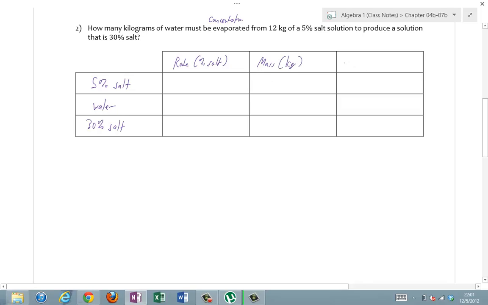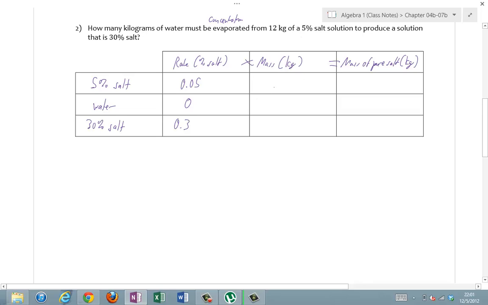And then the final would be mass of pure salt. Just like before we had the mass of acid, this is the mass of the salt. That's also in kilograms. Okay, so rate times mass is equal to mass of salt. The 5% salt should be 0.05. The water is 0% salt, and the salt itself, the 30%, is 0.3. Mass.